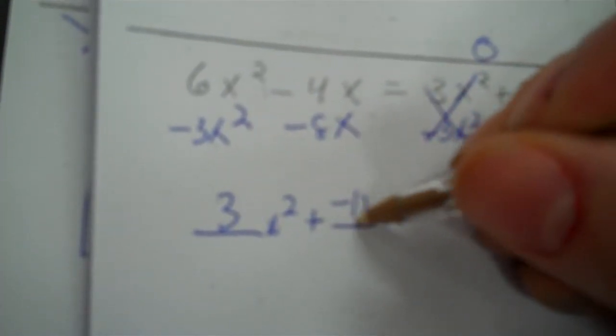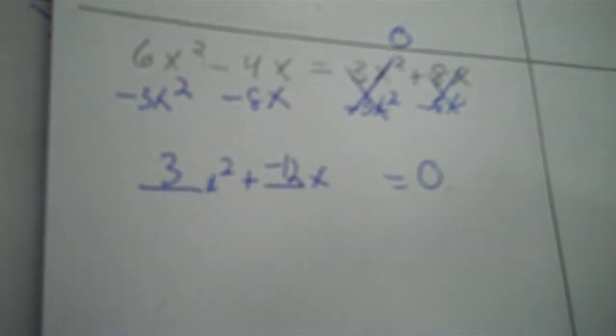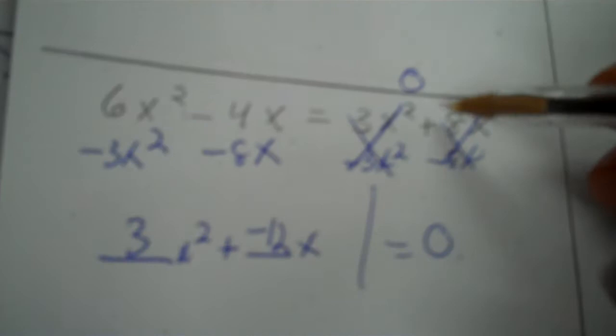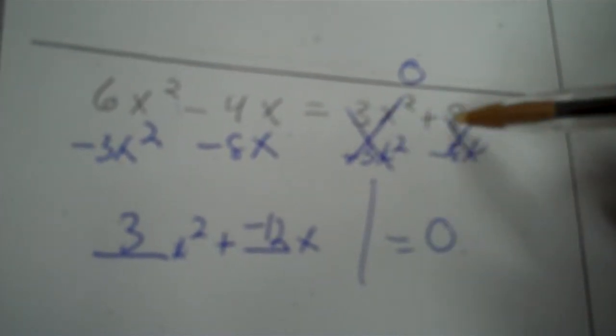So 6 minus 3 is 3. And then negative 4 minus 8 is negative 12. It's not 4 minus 8, it's negative 4 minus 8. Now we're good, okay? Right there. So you get the 0 by taking these two terms out, okay? Just like here, I took the 1 term out.